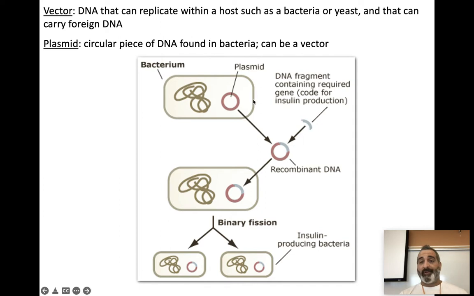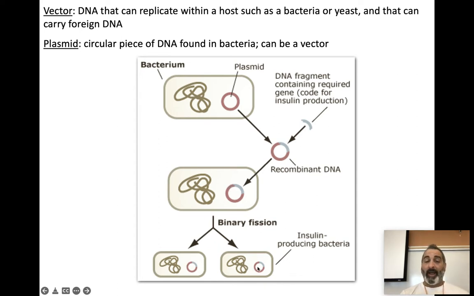So look at this picture. This is the bacterium, this is the chromosome of the bacterium, and sometimes bacteria have a separate circular piece called a plasmid, usually much smaller than their typical chromosome. This plasmid can serve as a vector, which means it can carry foreign DNA. So what happens is you take DNA fragments from, for example, human DNA, and you insert it into the circular plasmid. That plasmid gets inserted back into a bacterium, and now when the bacteria reproduce, they're going to be making more of this recombined DNA.